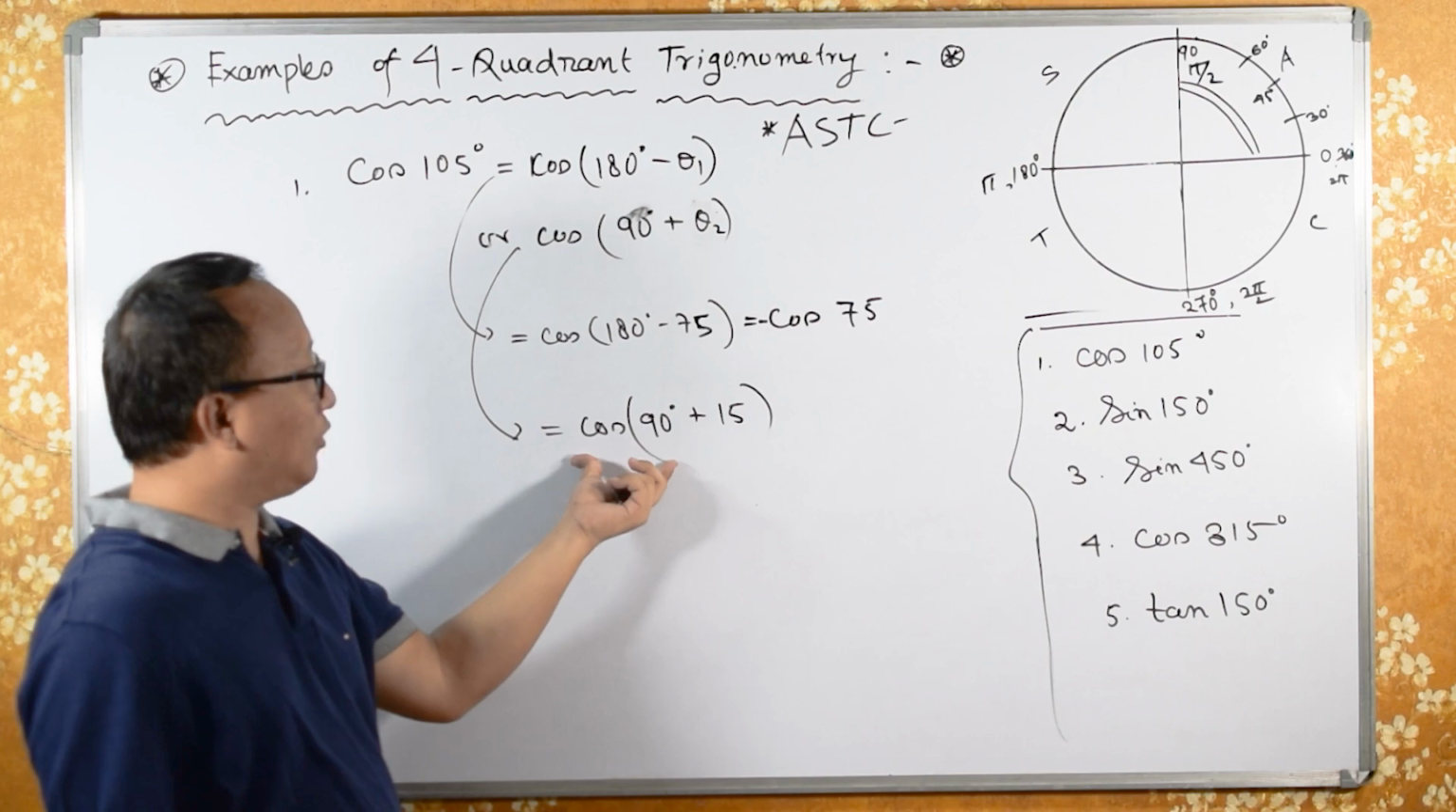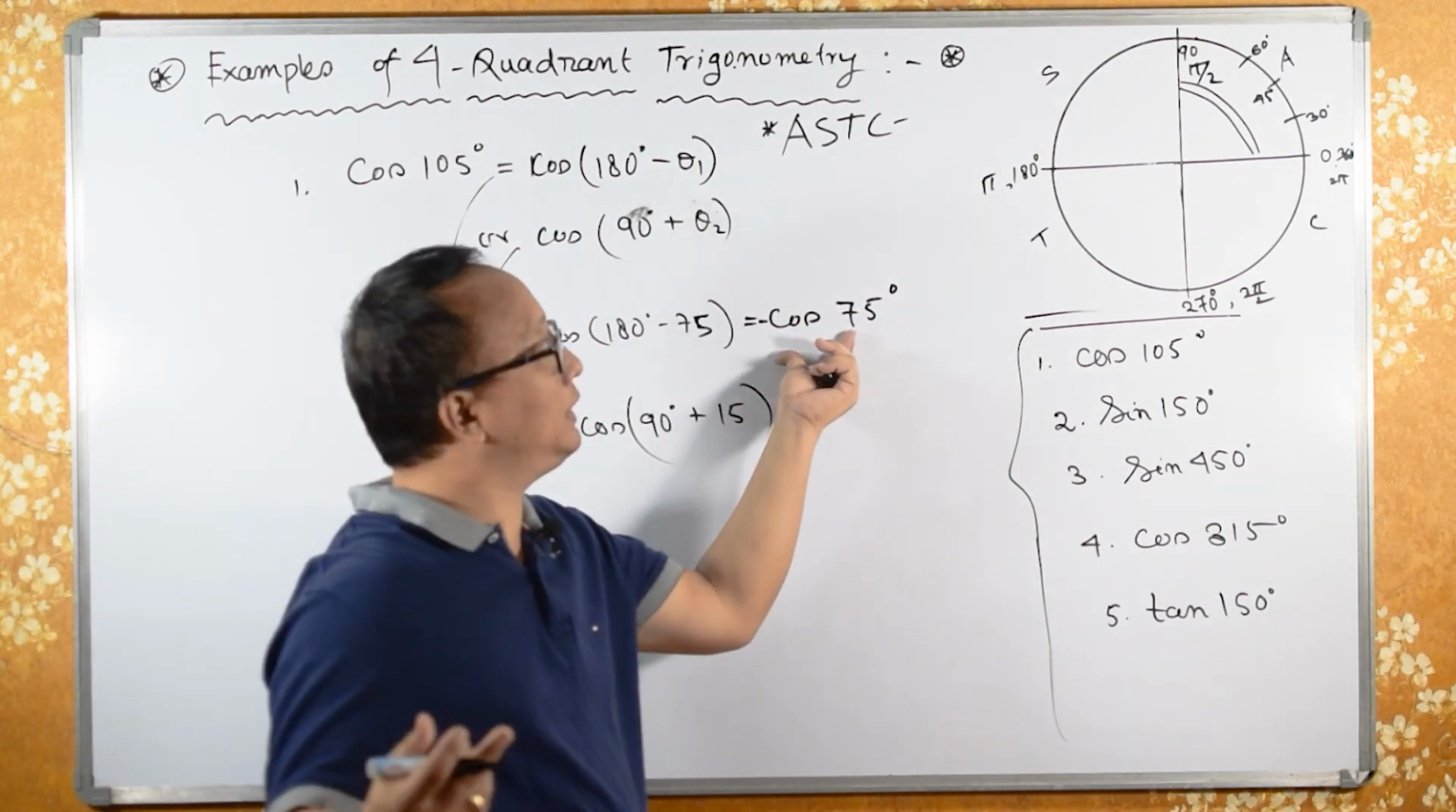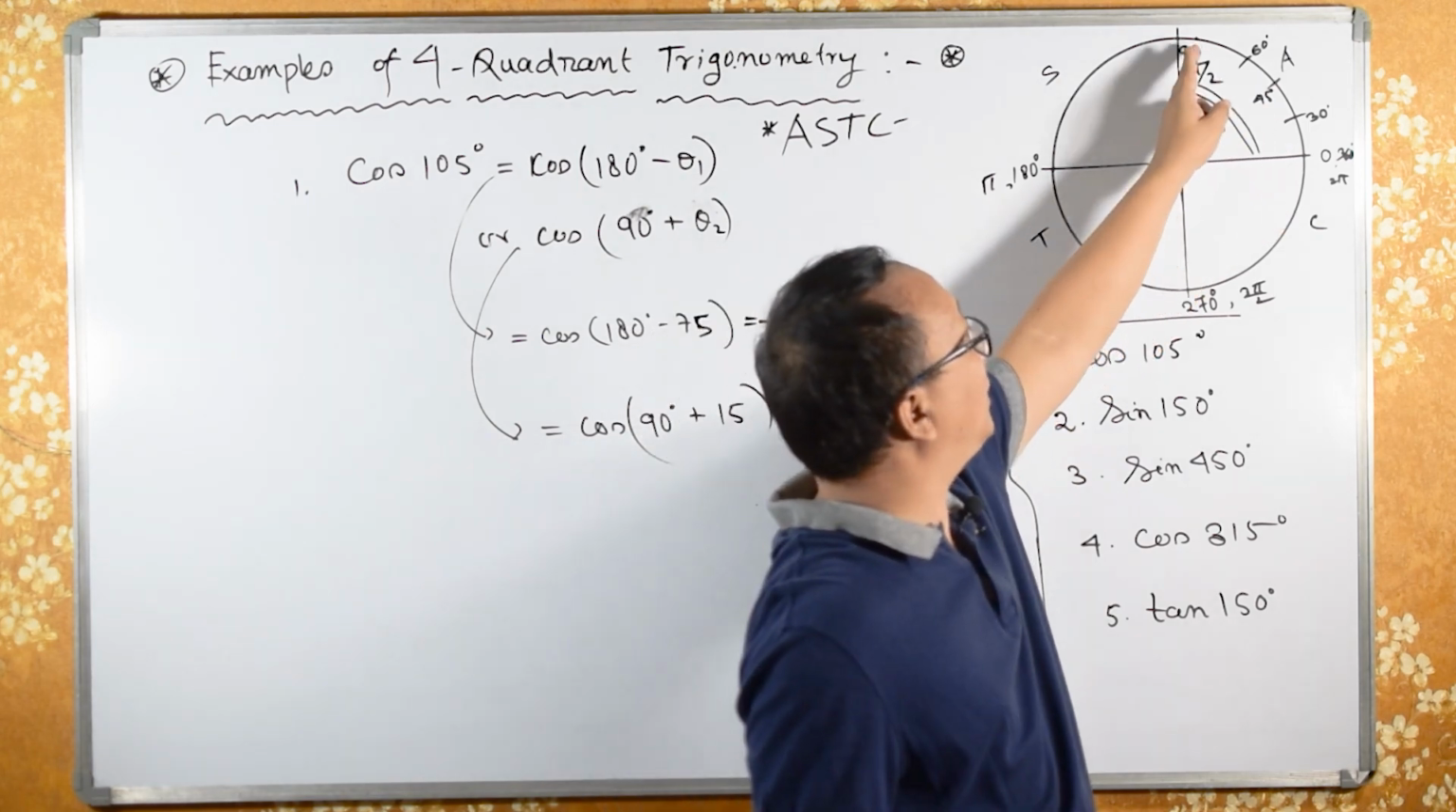Now look over here, 75 degree. So you can find cos of 75 degree. Cos of 75 degree is not in the standard values here.